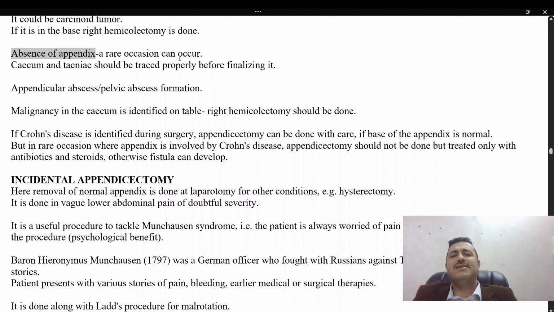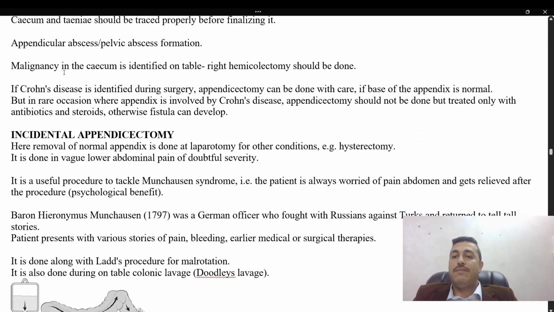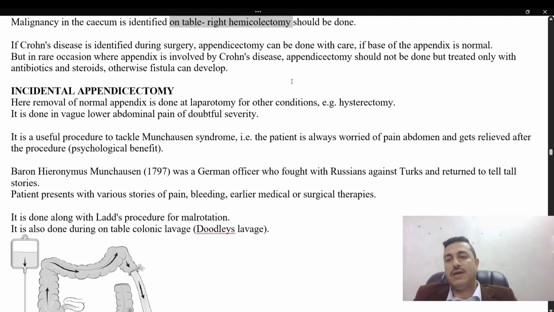Absence of the appendix is extremely rare, and please call your senior before you conclude that there is no appendix. Appendicular abscesses and pelvic abscesses can form malignancy. If we find malignancy at the cecum at the time of the operation, on-table right hemicolectomy should be done. If Crohn's disease is identified during surgery, appendectomy can be done if the appendix is normal. If the appendix is involved, leave it for conservative management because it may not heal and can develop a fistula.